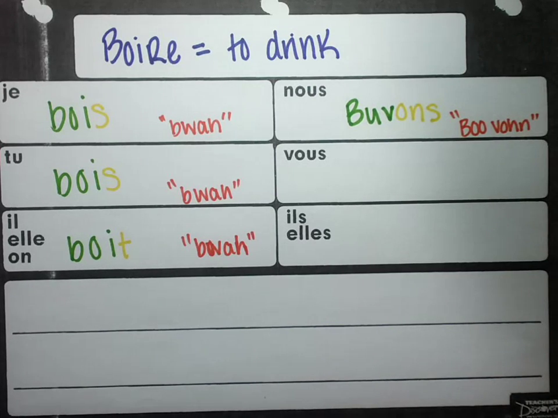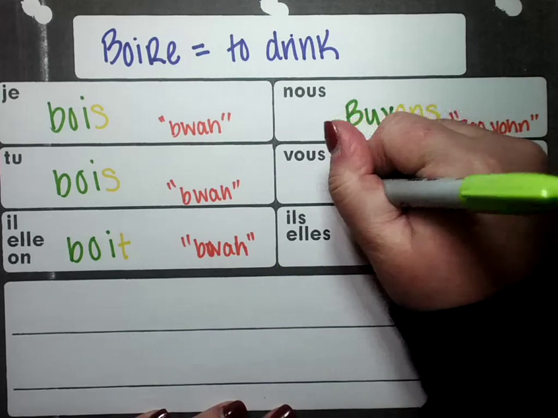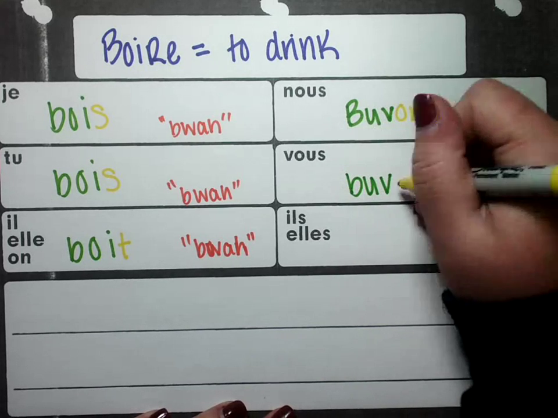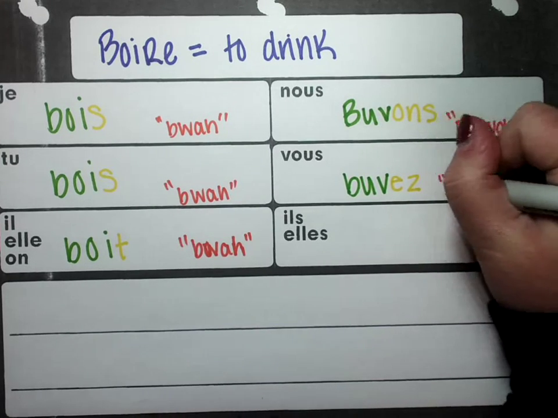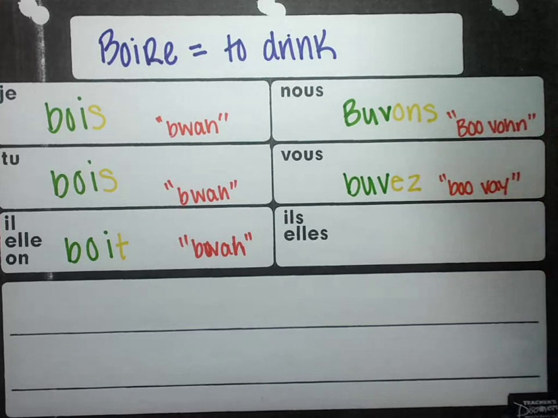All right. For vous, we're going to take this B-U-V and bring it down. So B-U-V. And then vous is easy because it ends in E-Z. So it's buvez.